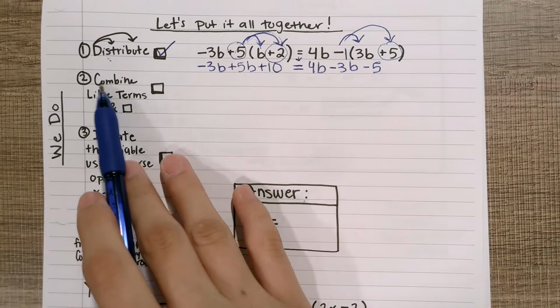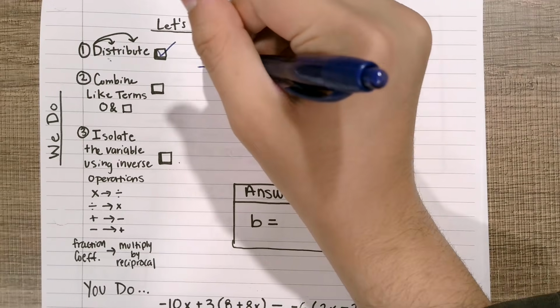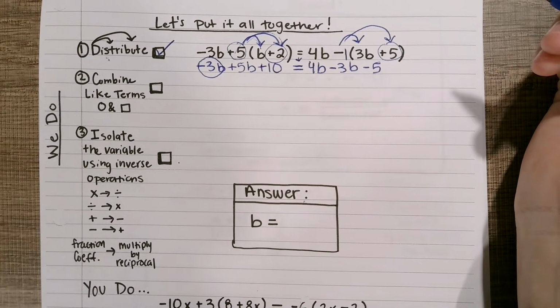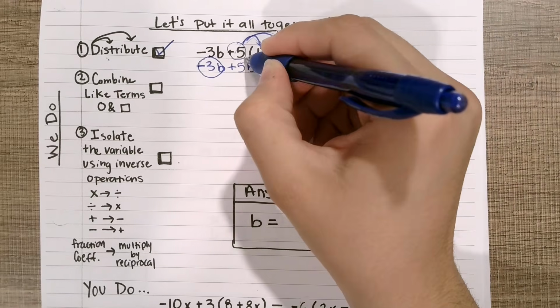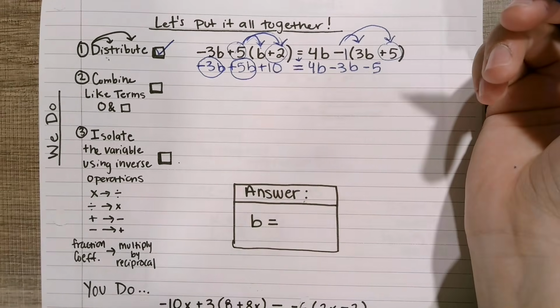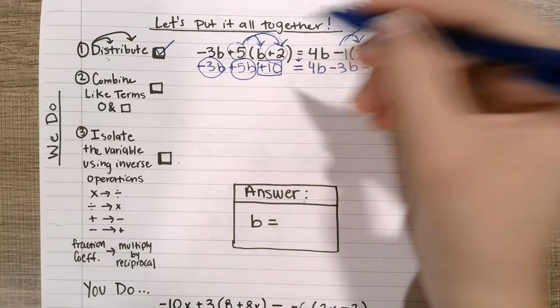Now we are going to see, can we combine like terms? Okay, well, let's start by circling our coefficients. So, circle negative 3b. Positive 5b also has variable b, so it gets circled. Plus 10 does not. It's a constant.